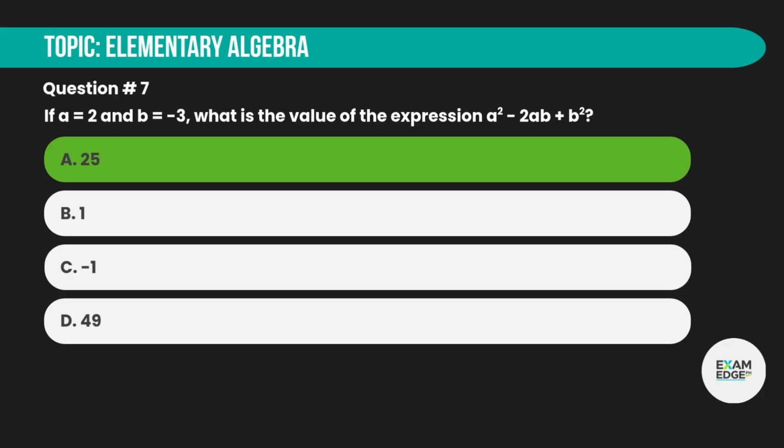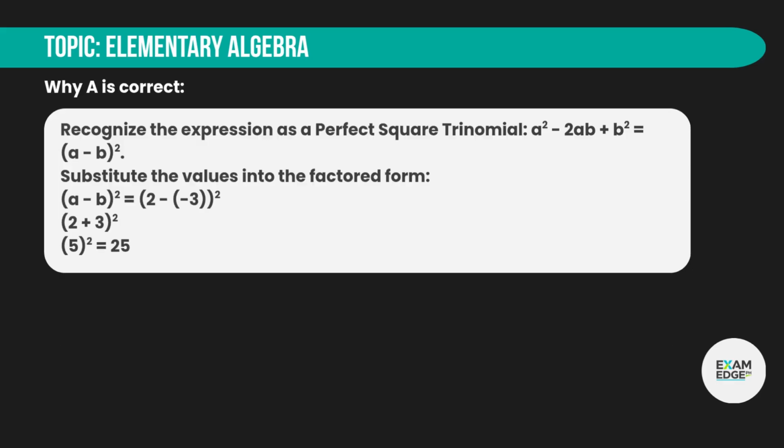Correct answer: A. 25. Why A is correct? Recognize the expression as a perfect square trinomial. a squared minus 2ab plus b squared equals (a minus b) squared. Substitute the values into the factored form. (a minus b) squared equals (2 minus (minus 3)) squared, which is 2 plus 3 squared. 5 squared equals 25.